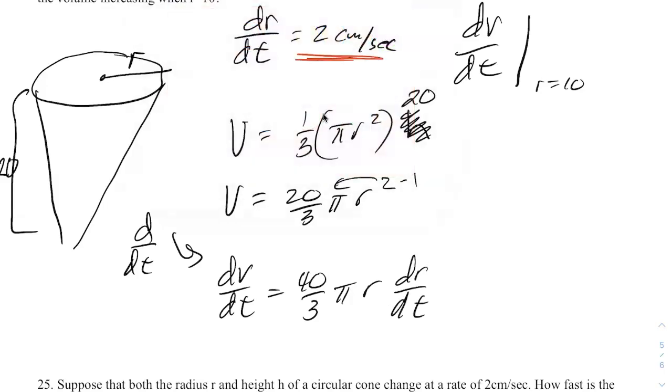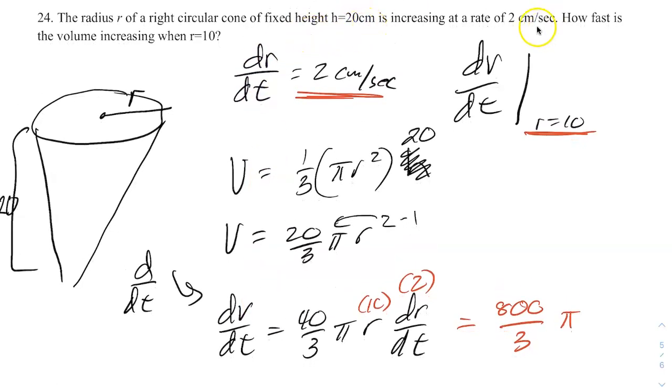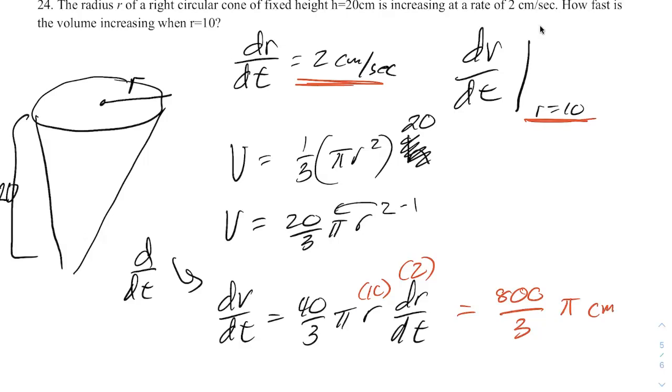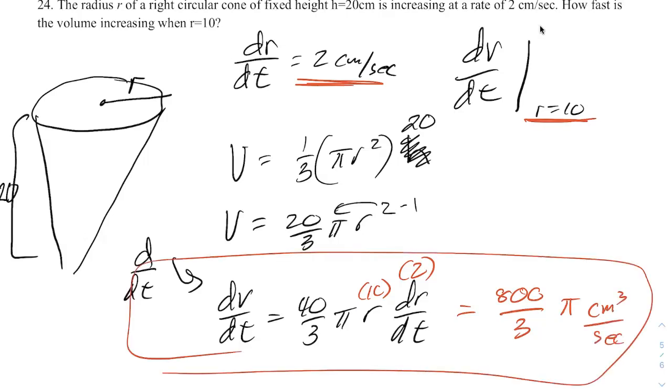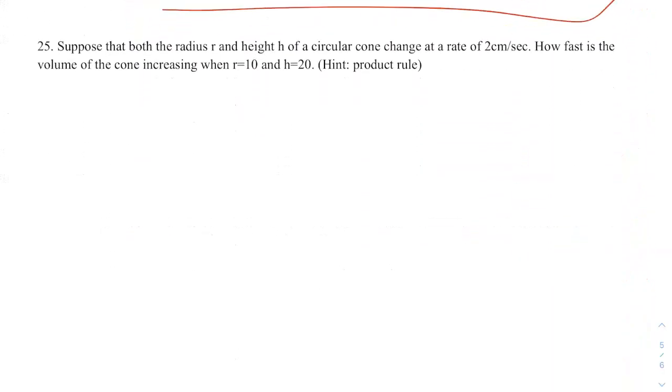Now we can plug in what we know. I know dr/dt is 2. And I know r, we want it at 10. So I get 20 times, what is that, 400 times 2, so I get 800/3 pi. And don't forget the units. We're talking about volume, so it's going to be centimeters cubed per second. There we go. Next one.